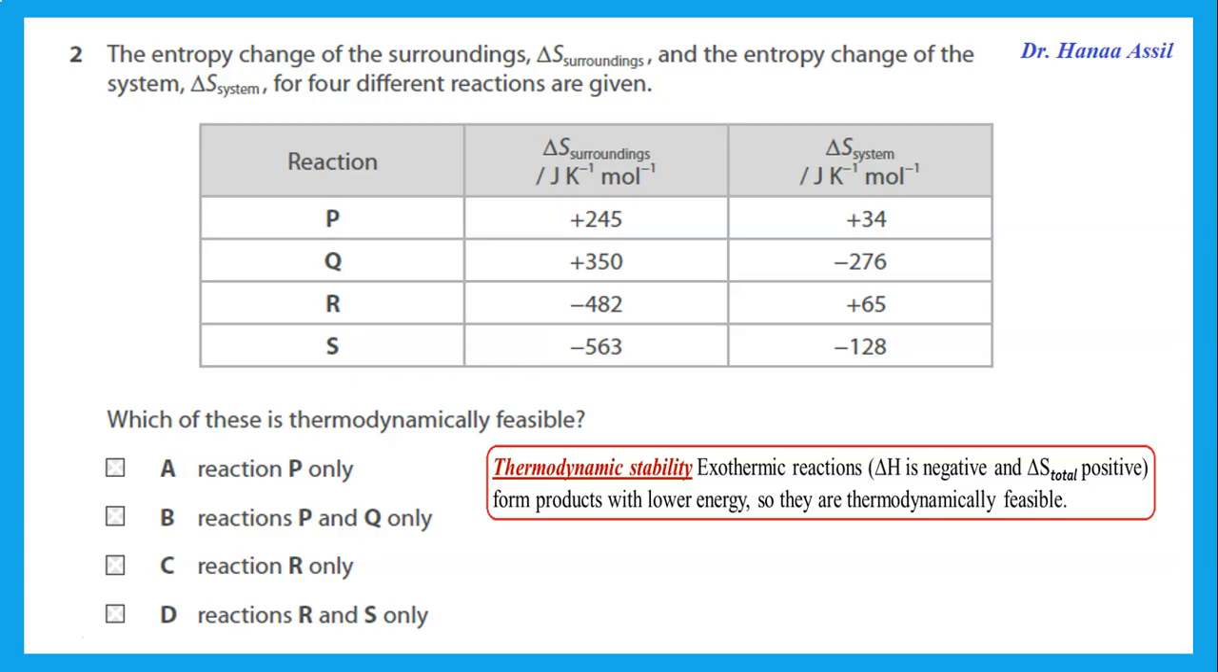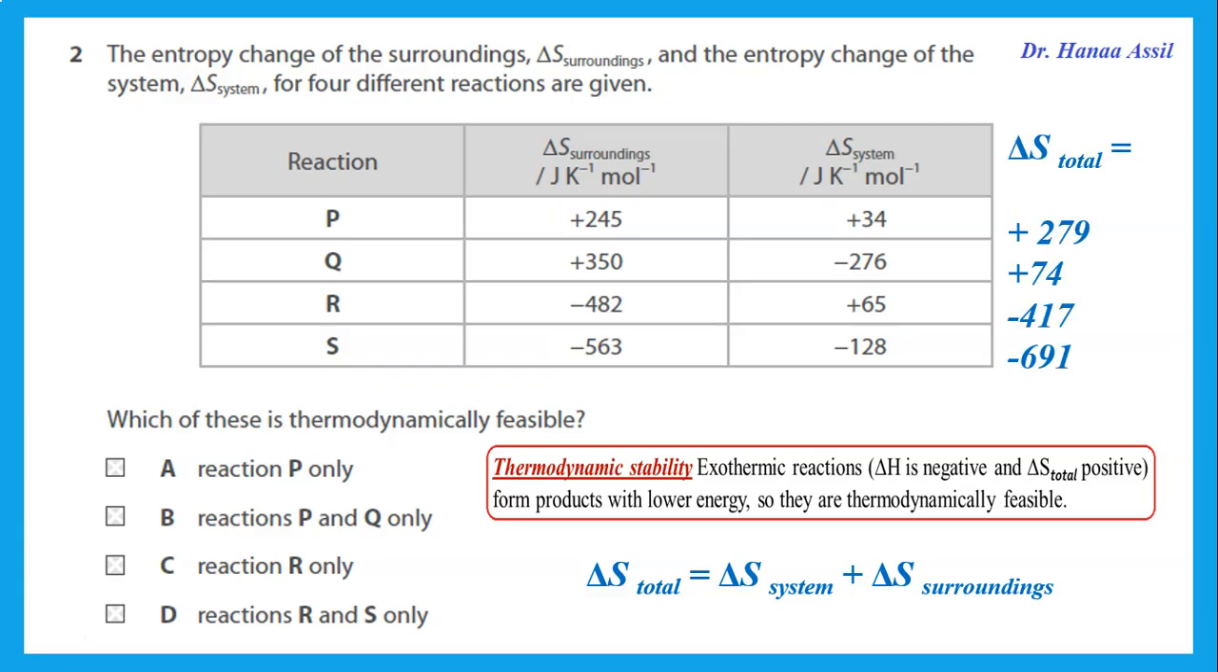So if we're talking about delta H, we want it to be negative. If we're talking about delta S, which is what we're talking about here, then we want the delta S total to be positive. Now, what is delta S total? Delta S total is delta S of the system plus delta S of the surroundings. So which of these would have a delta S total that is positive? Well, that is P and Q.